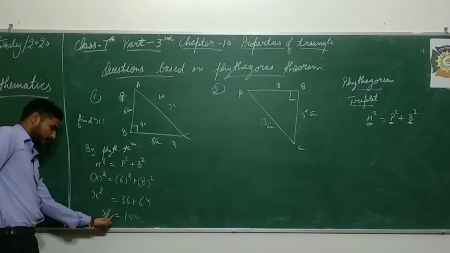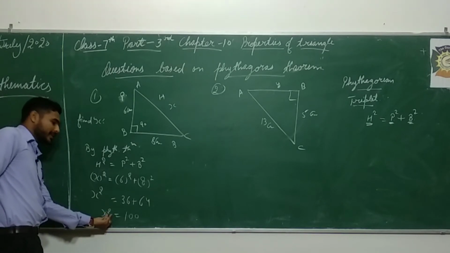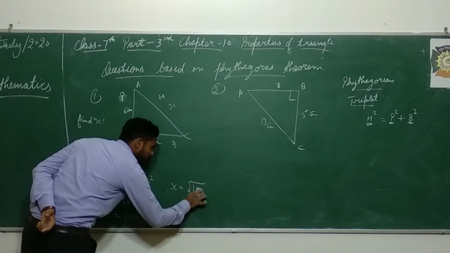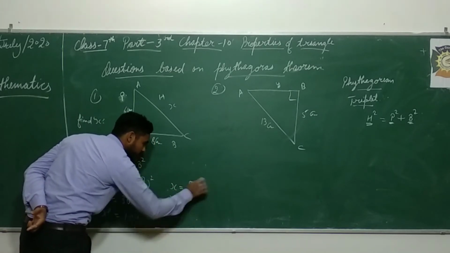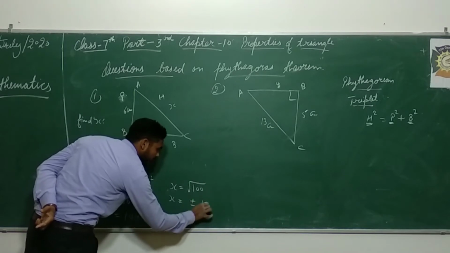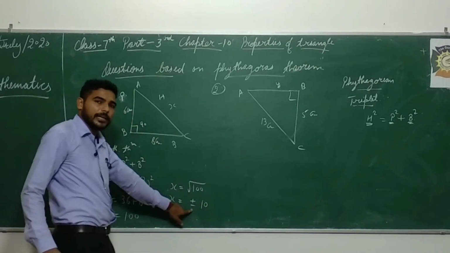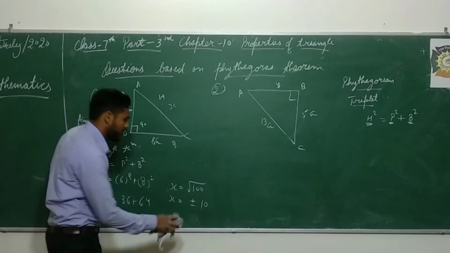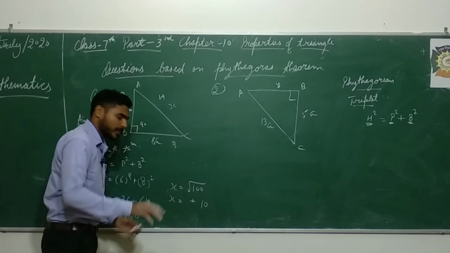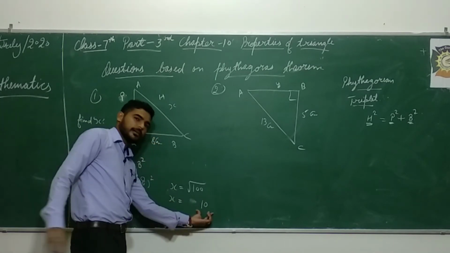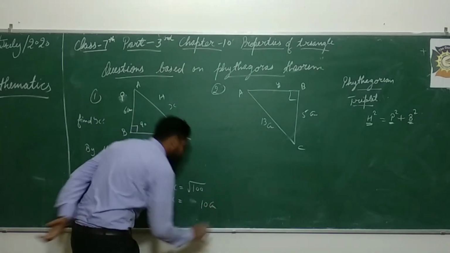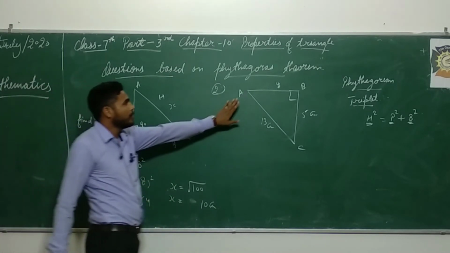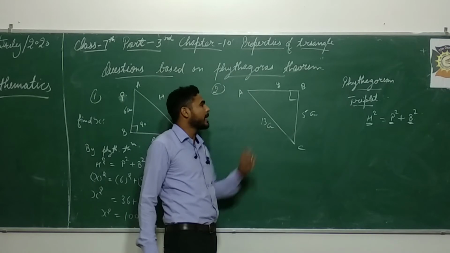Now if we remove the square from this side, it becomes the square root on the other side. It means x is plus minus 10. But we consider only the positive value because length is always positive. So we consider only the positive value, 10 centimeter. Is it clear?